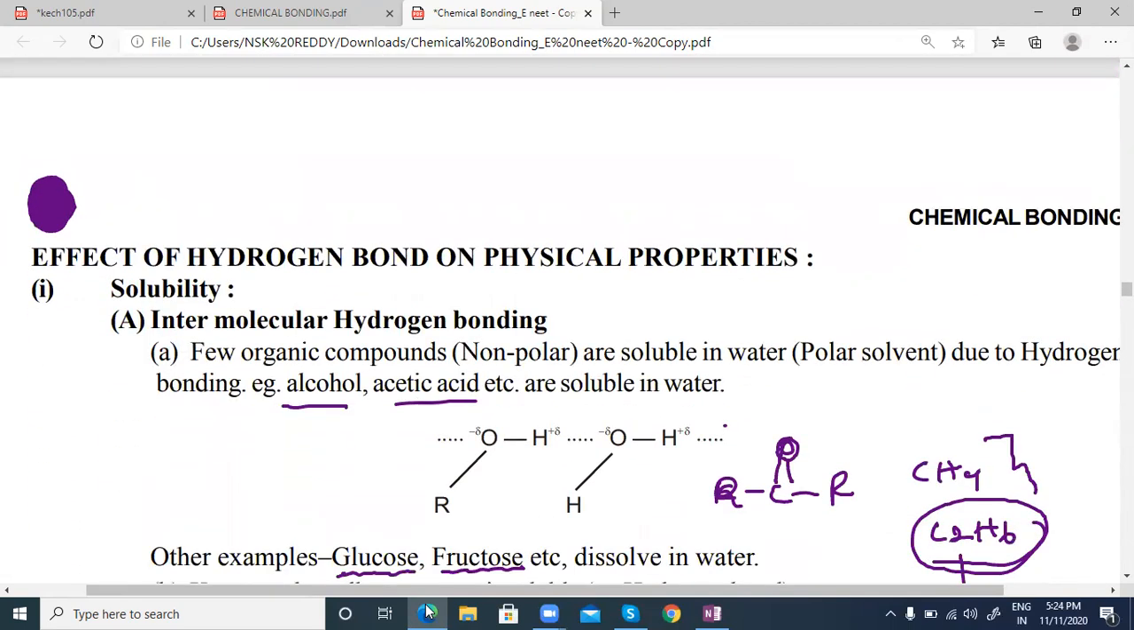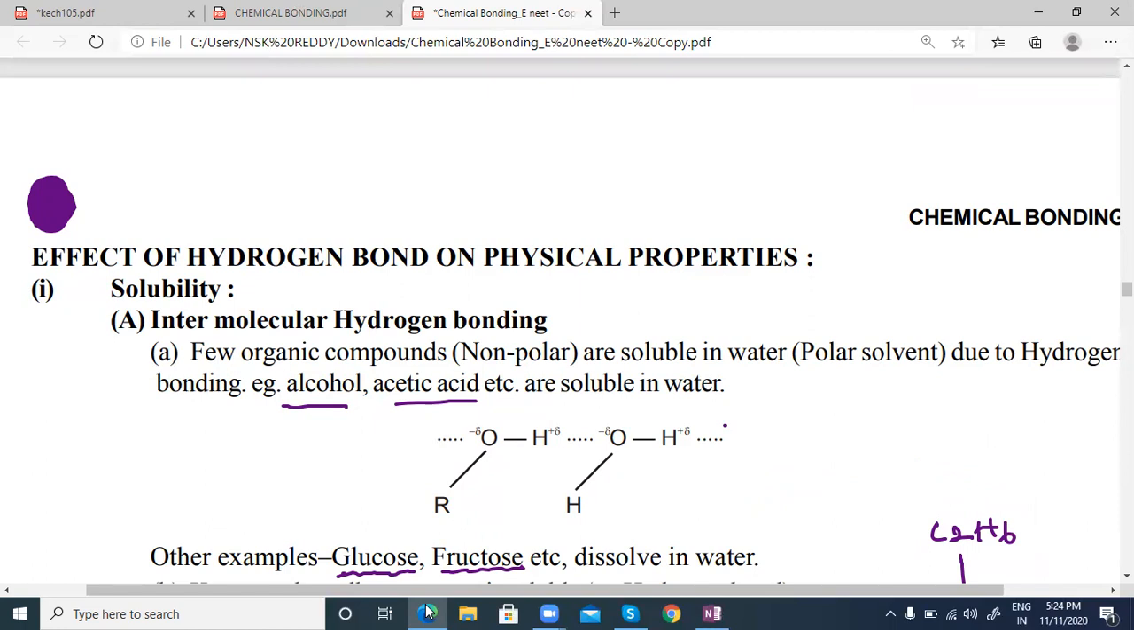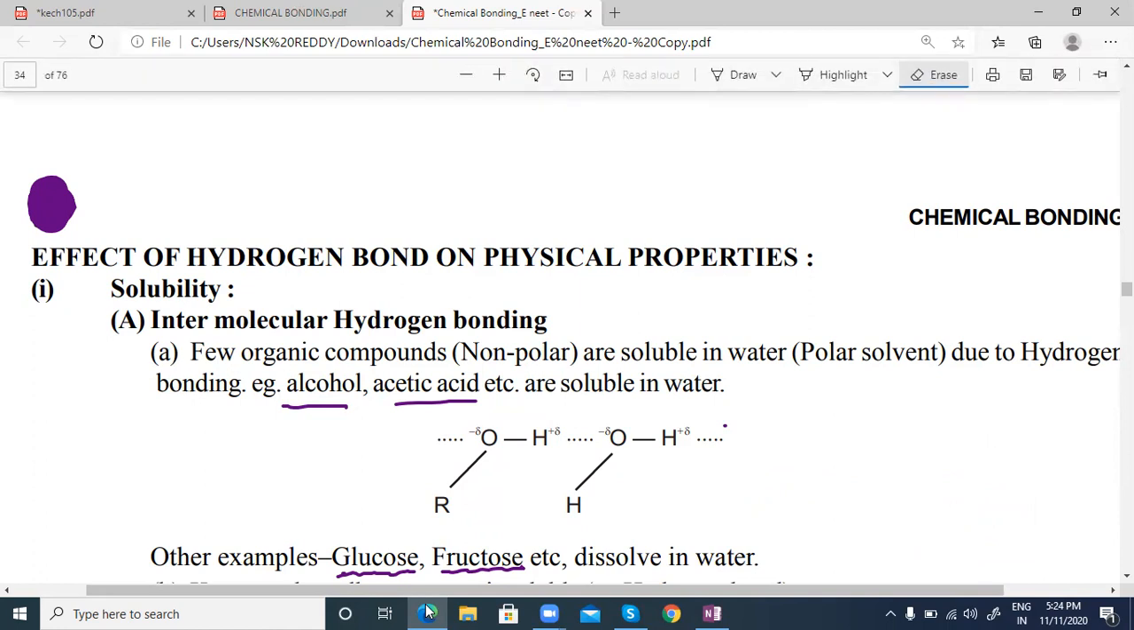Now, the effect of hydrogen bonding on physical states. This is more important, application oriented, and easy also. So what is the first application you can see here? Solubility. We already discussed that one. Due to intermolecular hydrogen bonding, they are soluble. Alcohol forms hydrogen bonds when dissolved in water. That's why alcohol is soluble in water.